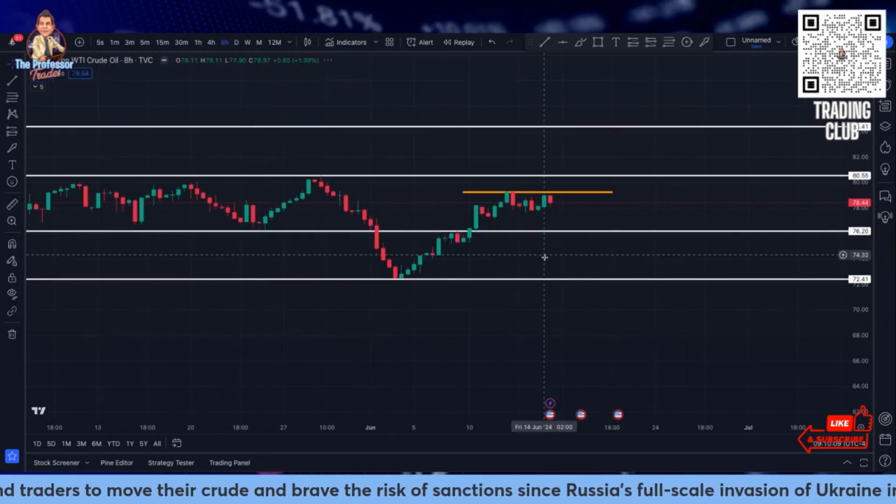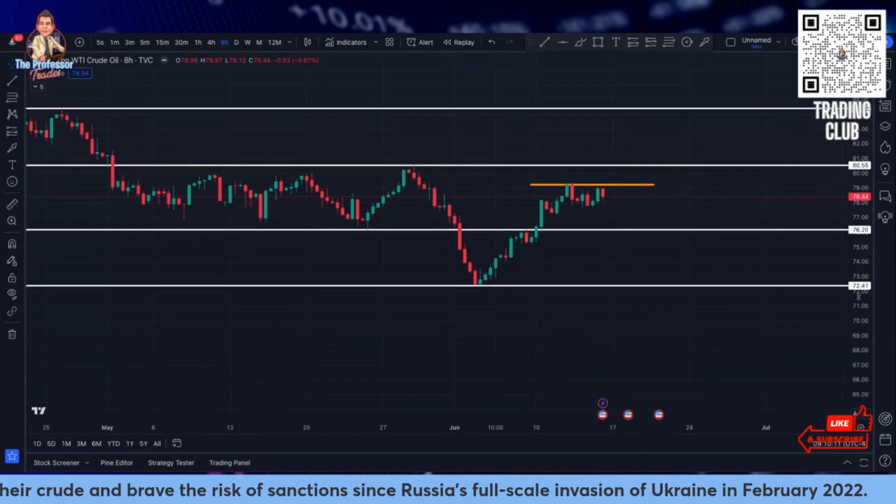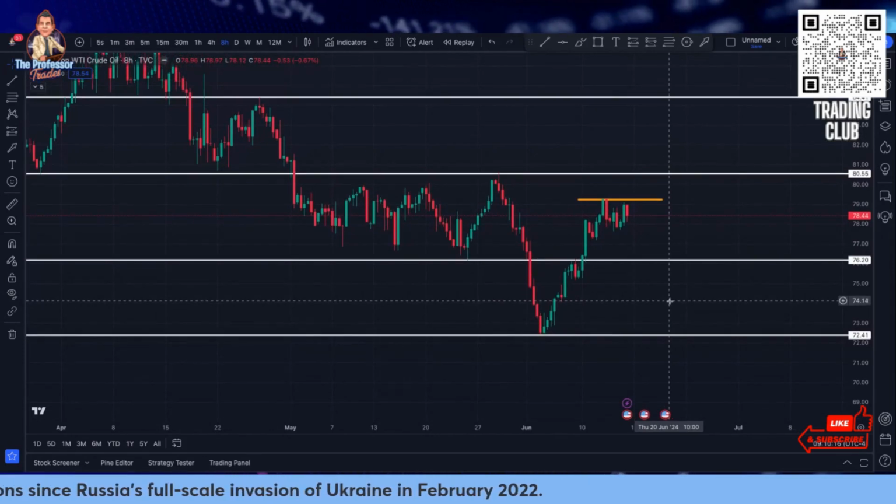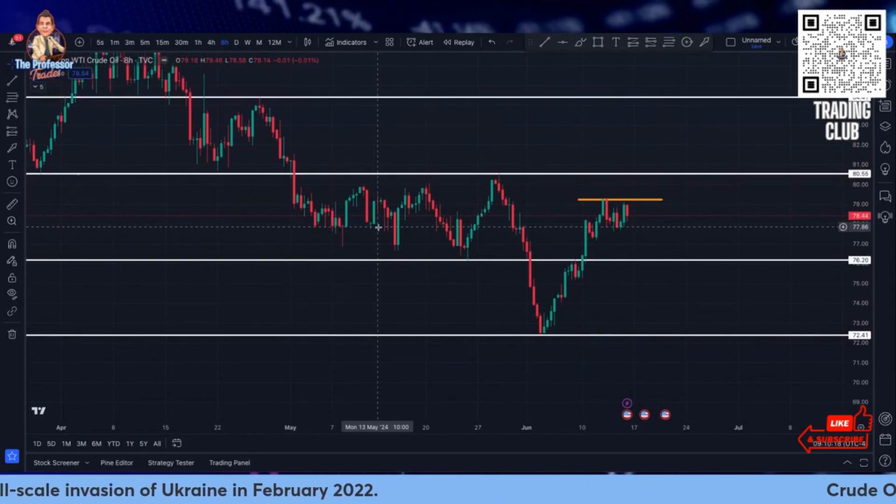So now we're looking at the 8-hour chart. As we begin to drop down in time frame, you should be able to see how the price action moved in these consolidated areas.